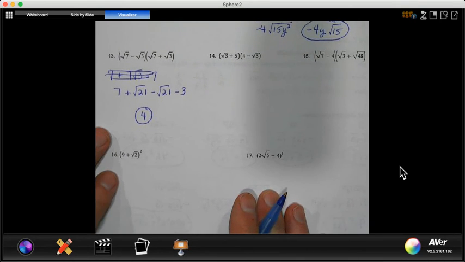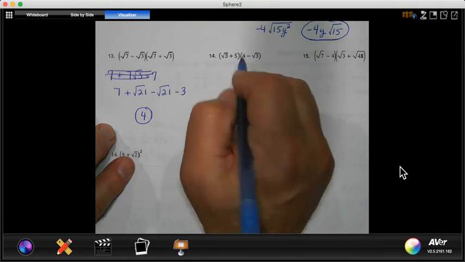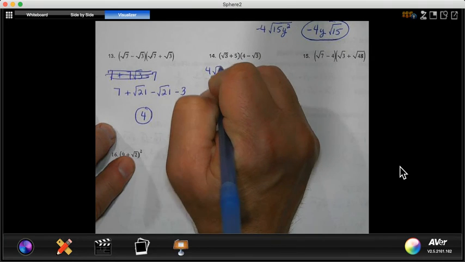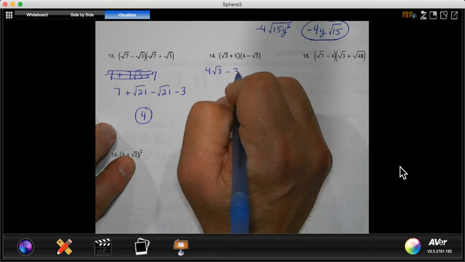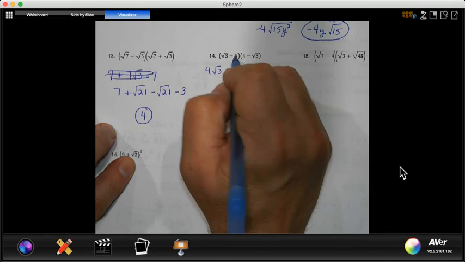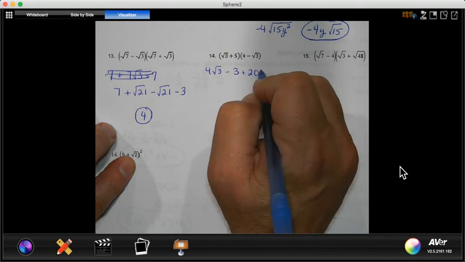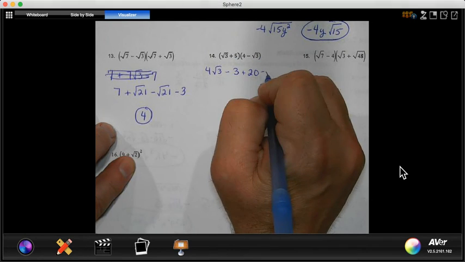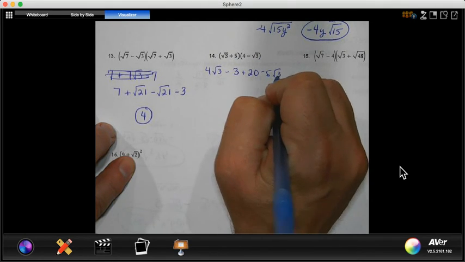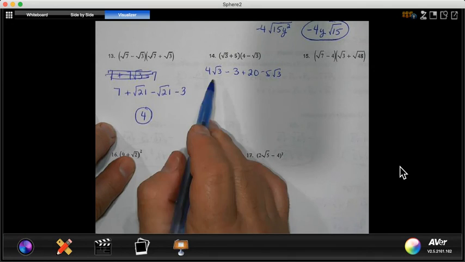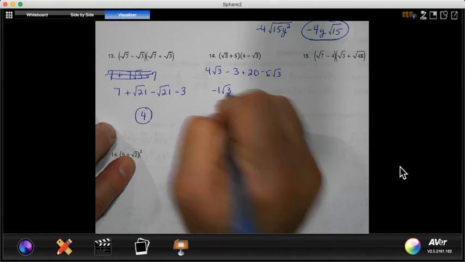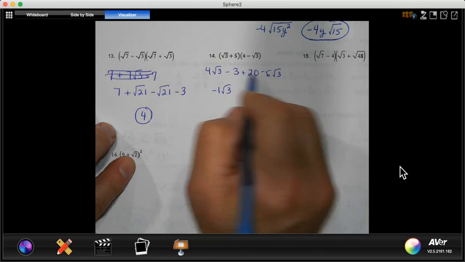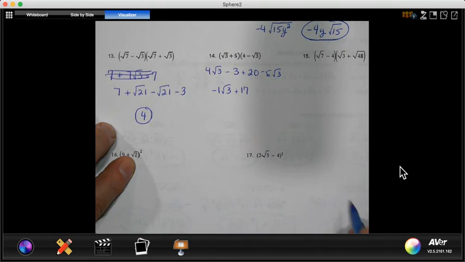So root 3 times 4 is 4 root 3 minus root 3 times root 3 is 3 plus 5 times 4 is 20 minus 5 root 3. Combine like terms, I can combine the root 3s into negative 1 root 3, and then negative 3 plus 20 is plus 17.